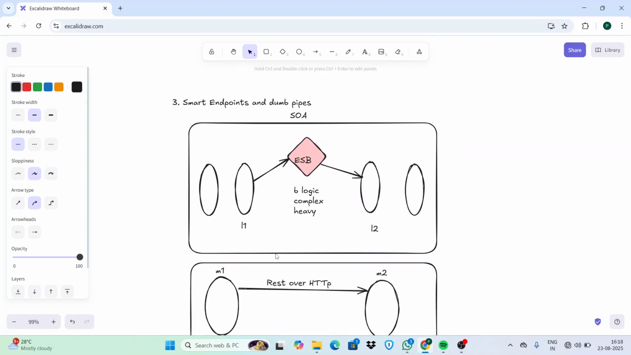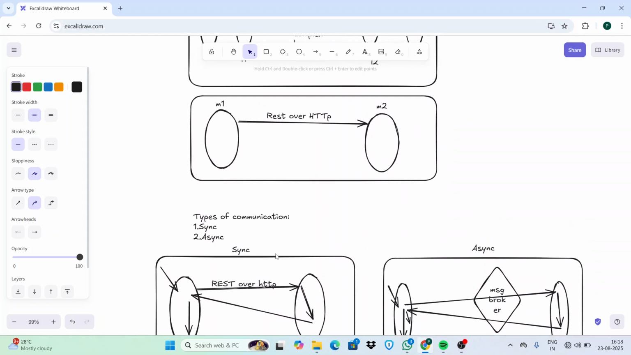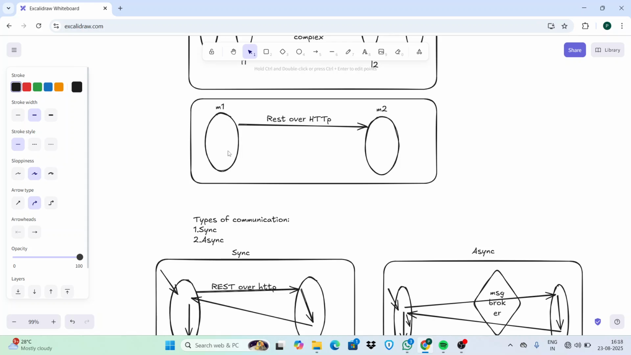So this is the second principle. The third principle says that there should be smart endpoints. That means each microservice should be capable of executing end-to-end functionalities, end-to-end capabilities, and the communication should be as simple as dumb, so that it is called dumb pipes.